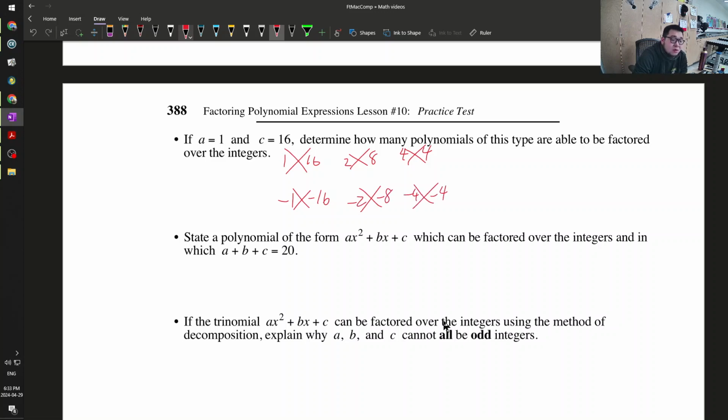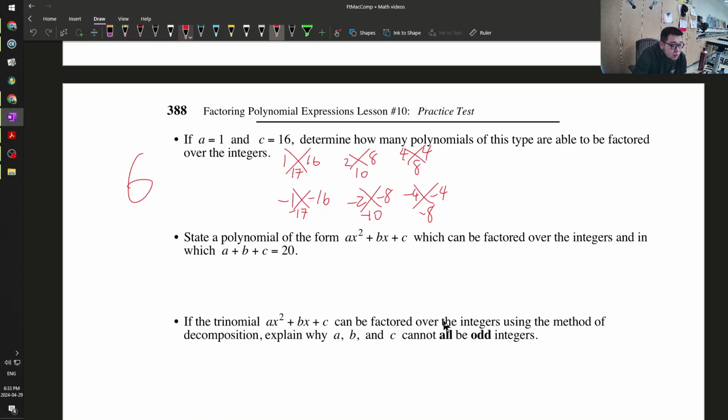So there are 6 different ones that can be factored over the integers. And what are the b values? The b values are 17, -17, 10, -10, 8, and -8. So those are the choices. We have 6 different b values that can be factored.